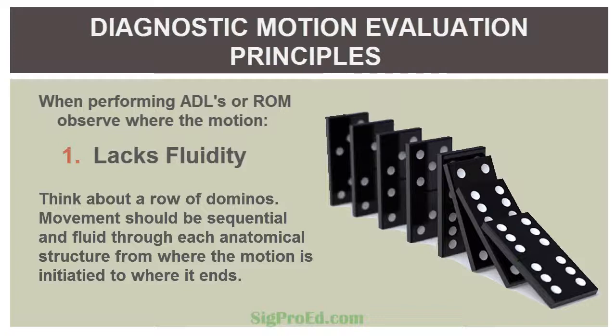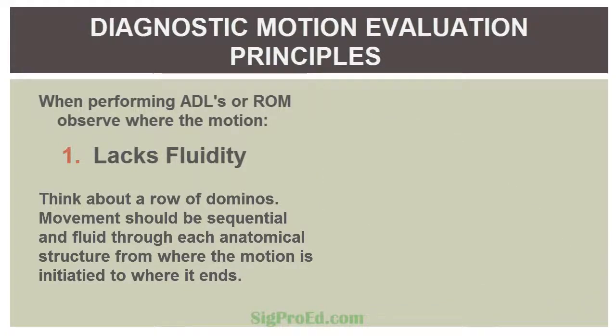When a person is performing an ADL or active or passive range of motion, the therapist needs to observe where the motion lacks fluidity. That means that motion should be initiated at a particular point, and that motion should be fluid and sequential through each anatomical structure, from where the motion is initiated to where it ends. So I like thinking about a stack of dominoes. And in this picture, we have 8 dominoes. And after domino 1 falls, then domino 2, 3, 4, 5, 6, 7, and 8. And that is the same type of fluid motion that should occur in our body.